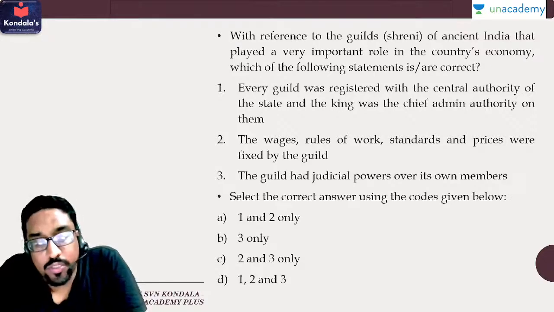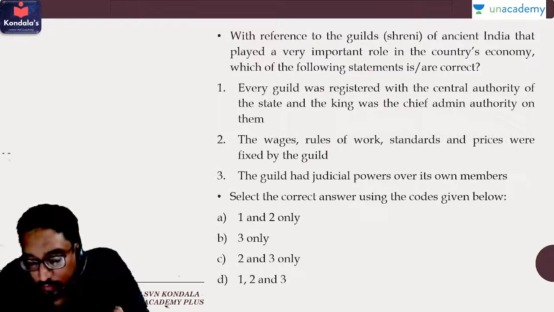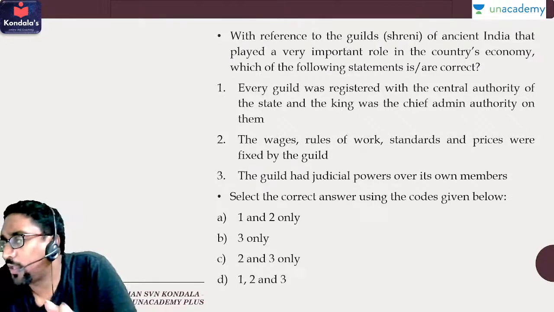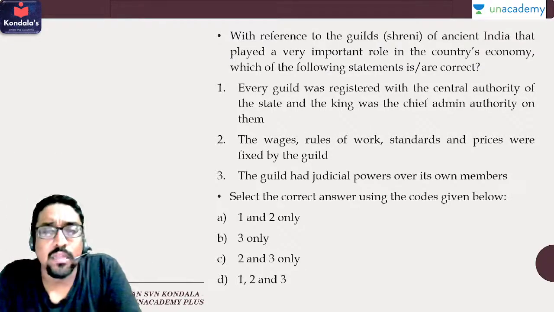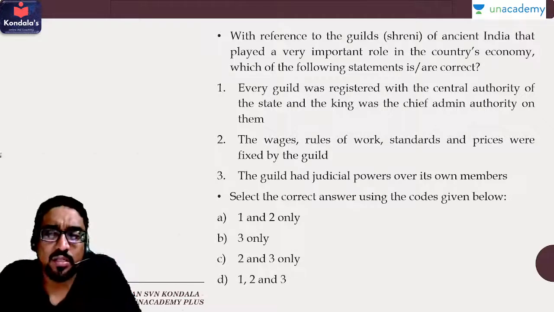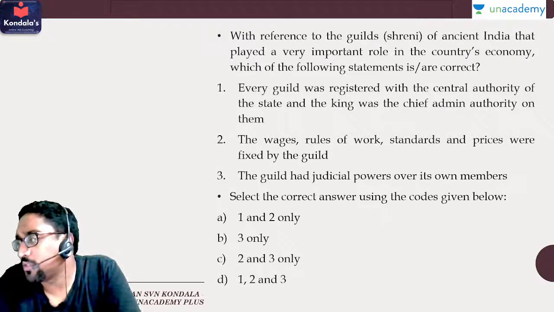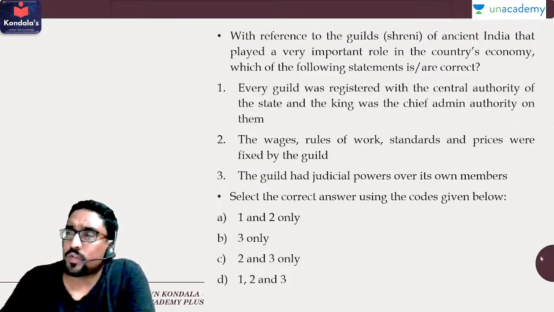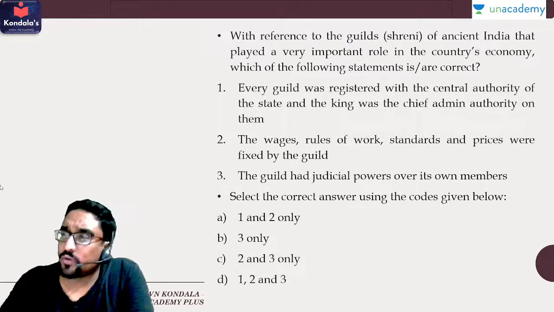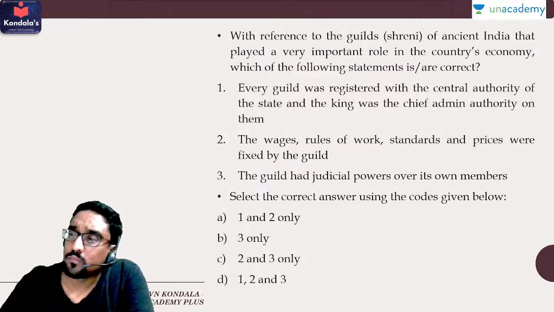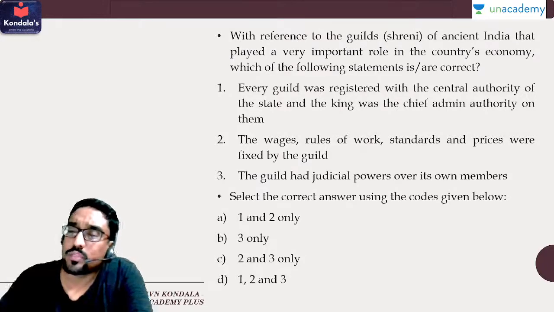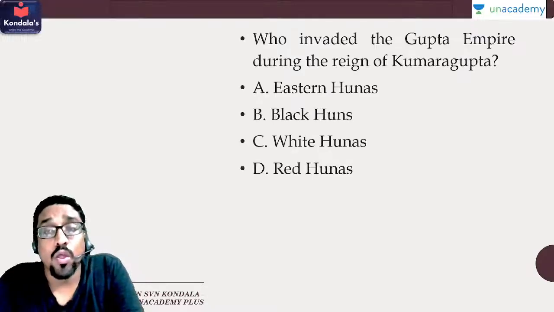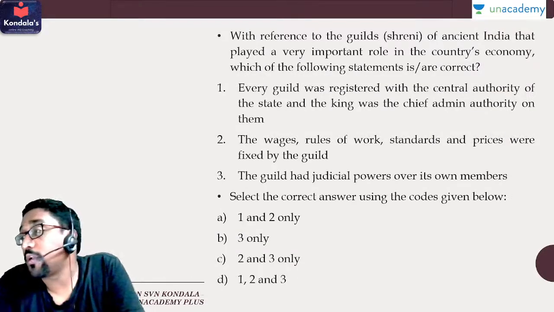Every guild was registered with the central authority, like the king. Guilds almost ran like a semi authority by themselves. The wages, rules of work, standards of work, practices, everything was registered by the guilds. A guild had judicial powers over its members. Guilds could actually punish people for their behaviors, even misbehaviors. So all three options are correct.